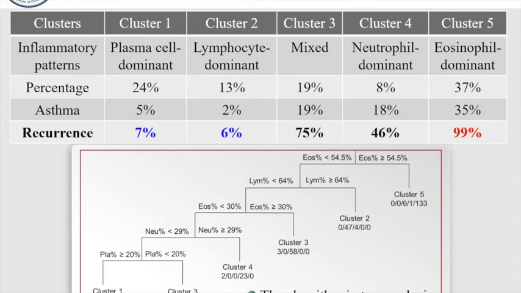On the other hand, almost all the patients in cluster 5, which is characterized by eosinophils, will have recurrence in response to surgical treatment. We classified polyps into cluster 5 when the percentage of eosinophils in the tissue is more than 55%. In clinic, these are really difficult patients.